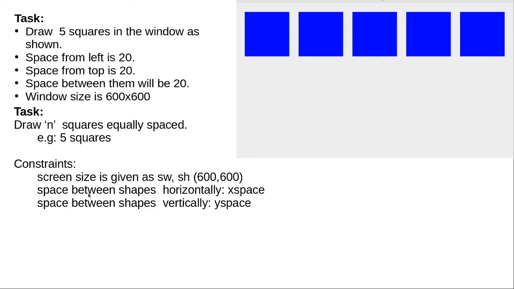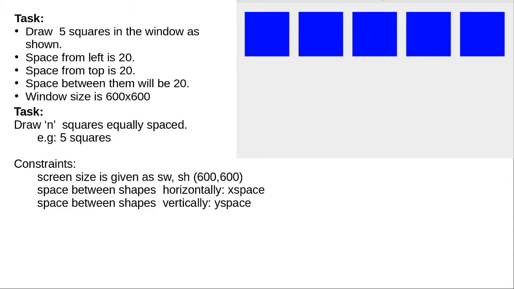And similarly, we will see the space between shapes horizontally is X space, and then we will not go to second row right now, but the top space will be called Y space. So with these parameters given, we will go to Eclipse environment and then use this information to see how we can make a generic variable-oriented program.